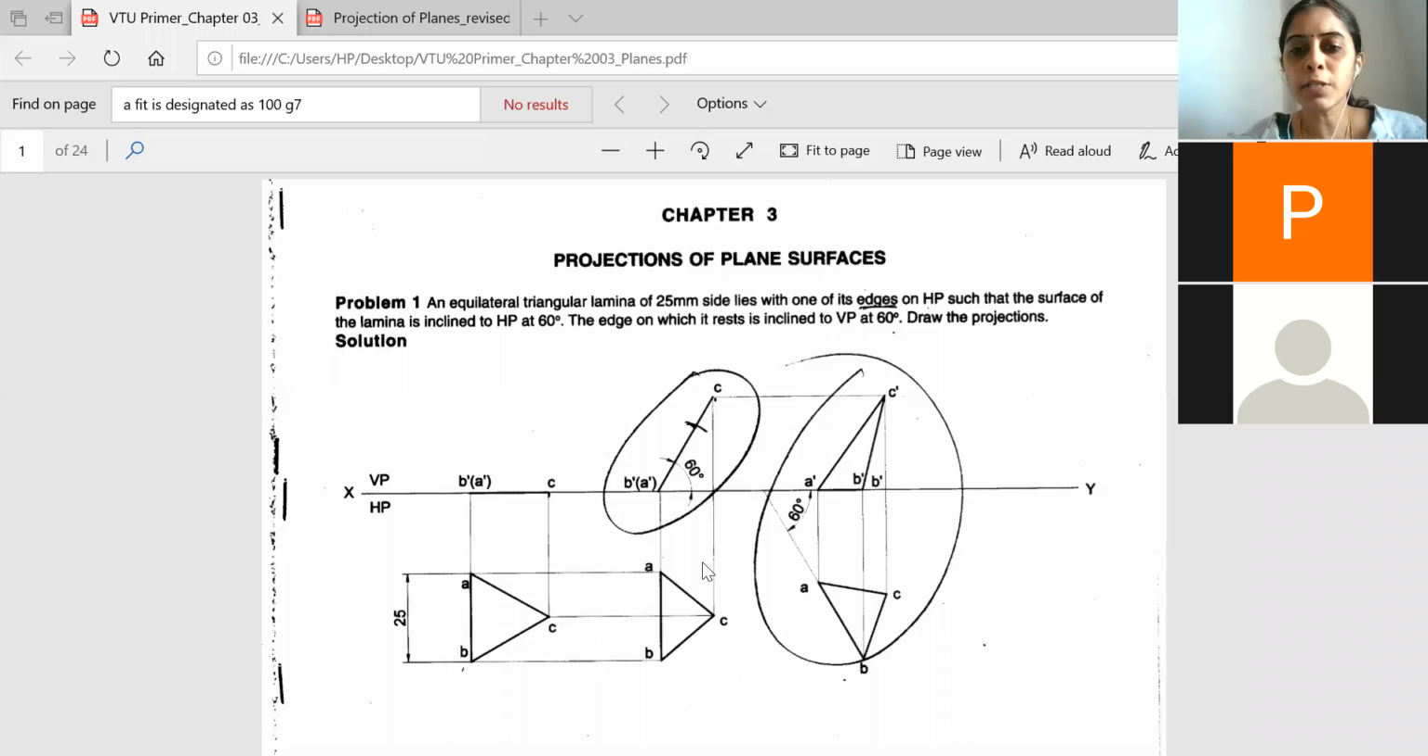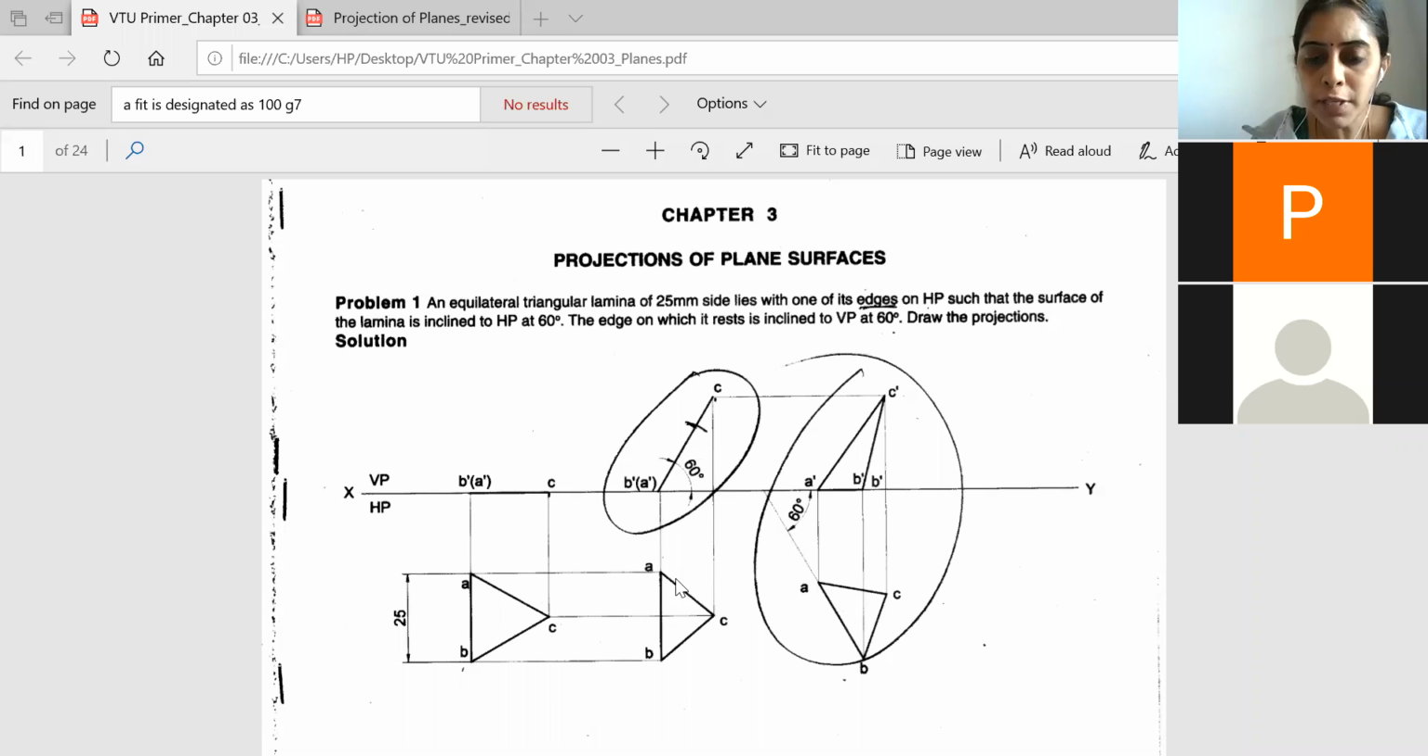And the third, what is being told, the edge on which it rests is inclined to VP. So this is the edge on which it is resting at HP. Right now the same edge or the side is inclined to VP at 60 degree. So first what you will do, you will take a 60-degree line. After that you have to now replace the edge from the second stage to the third stage.